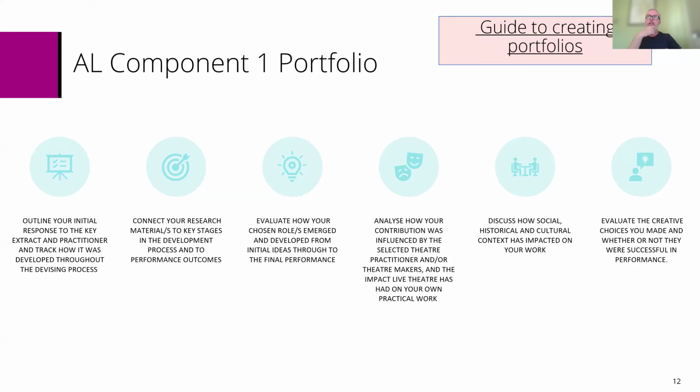And then finally, the final statement is evaluating the creative choices they've made and whether they've been successful or not. So this is where the student outlines the aims of the final piece and then measures the success against their artistic intentions. So if it was an investigation of the current political situation through physical theatre, were they successful? And how do they know this?